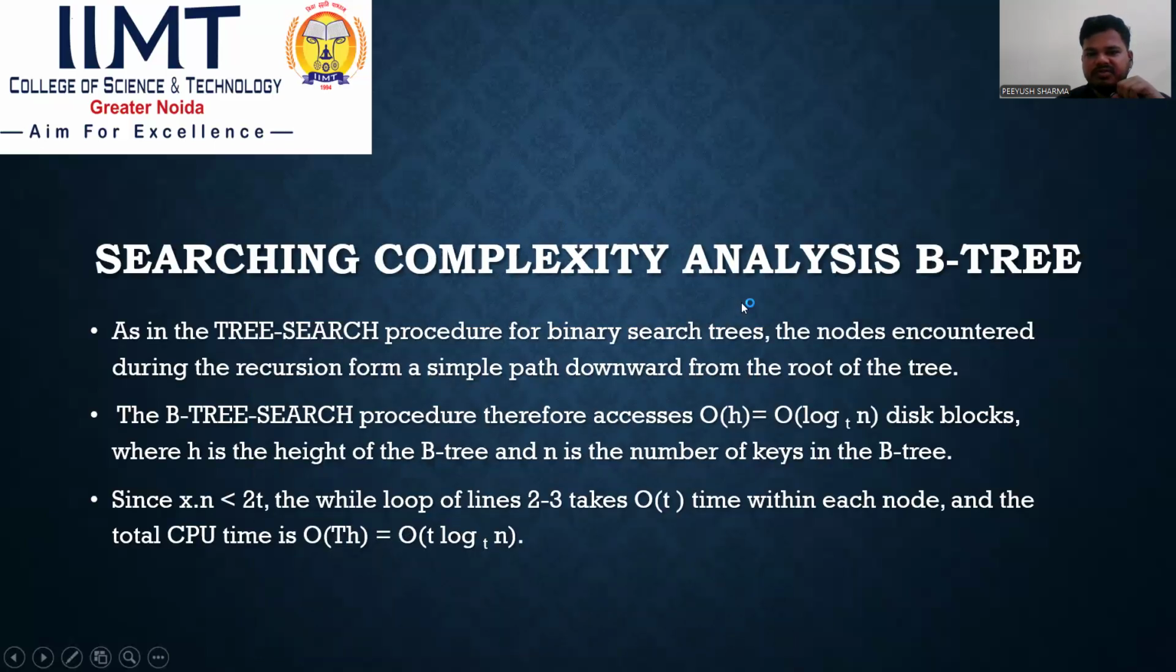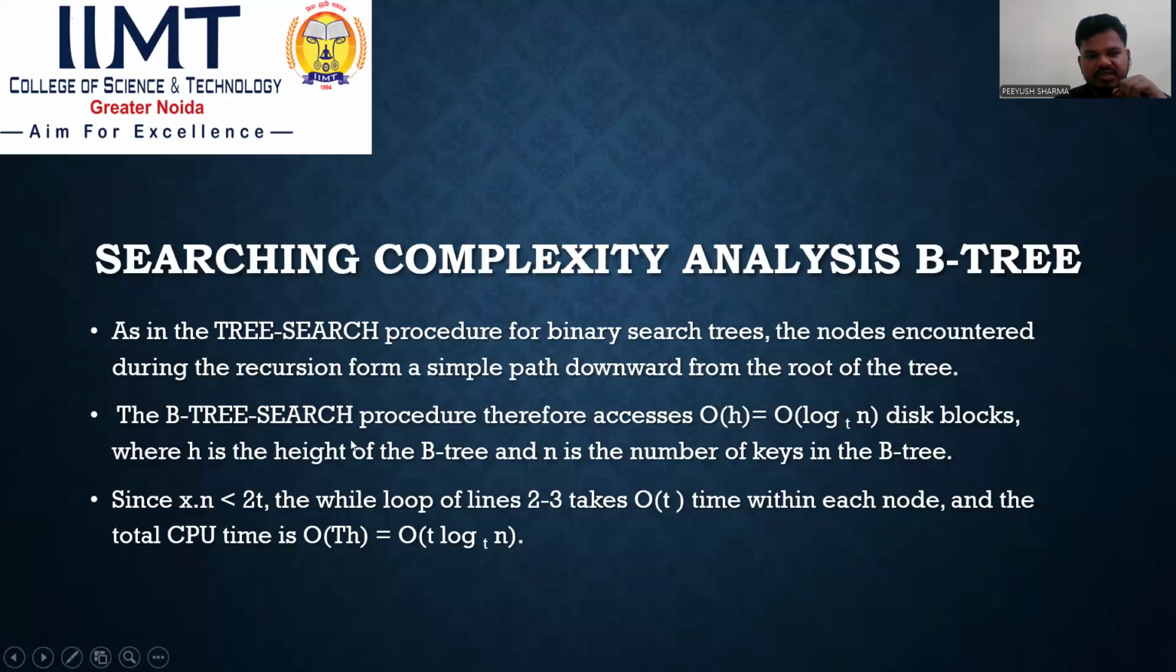So for the searching purpose, what will be the complexity in a B-tree? Let us analyze that. As in the tree search procedure for a binary search tree, the nodes encountered during the recursion form a single path downward from the root of the tree, right? In binary search, if we are searching for a particular key or data, either we go to the right side of our parent or we go to the left side of our parent, right? Here we are applying the same procedure, right?